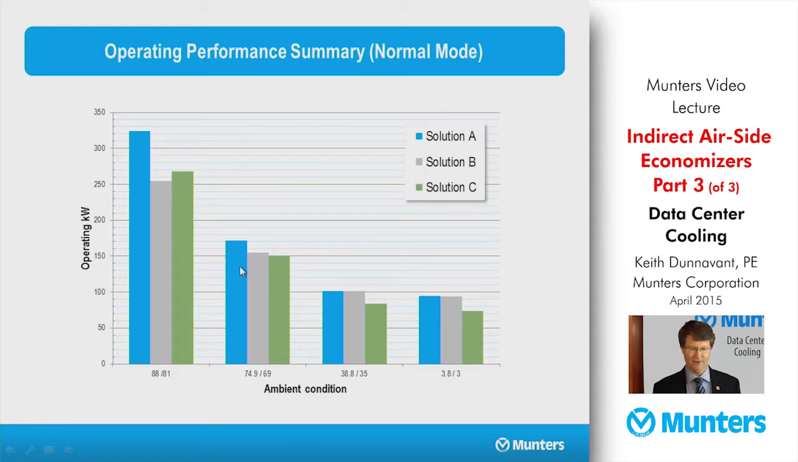Then you can watch it drop. So at the 74.9 and 69, you see the overall power that's being consumed to reject the load tapering off. So as it's getting more and more mild, finally when we're at only 3.8 degrees Fahrenheit, we're consuming less than 100 kilowatts of power to reject that 1,500 kilowatt IT load. And at this condition, your solution C is the most efficient because we've got that higher delta T to benefit us.